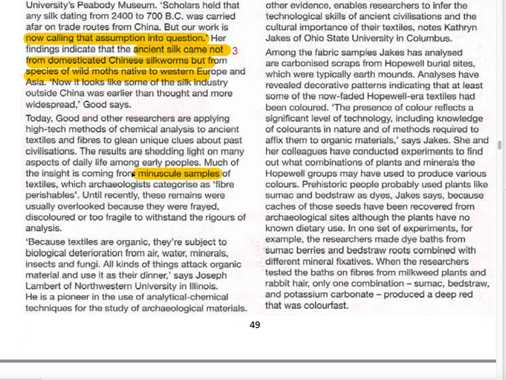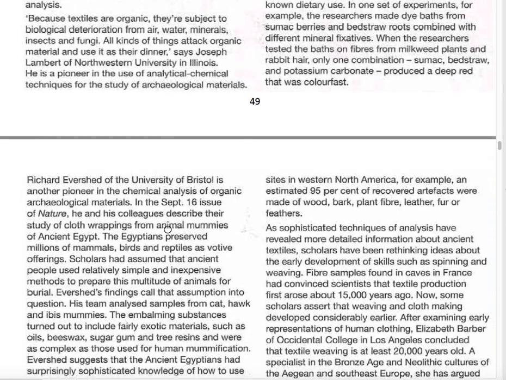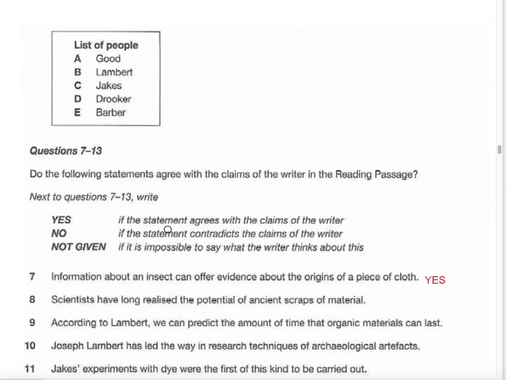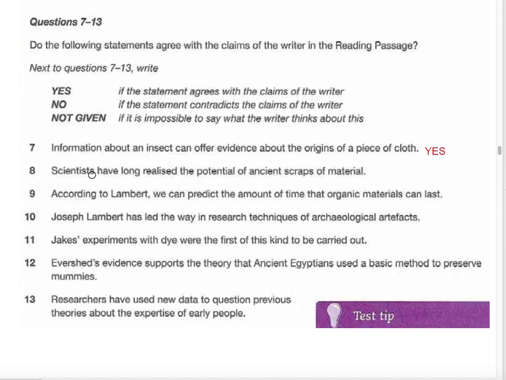So it says here, now that I found this keyword, the results are shedding light. Shedding light means providing us more information on many aspects of daily life among early peoples, ancient people. And much of the insight is coming from minuscule samples. So I remember that one is to do with, I think it's number 8.